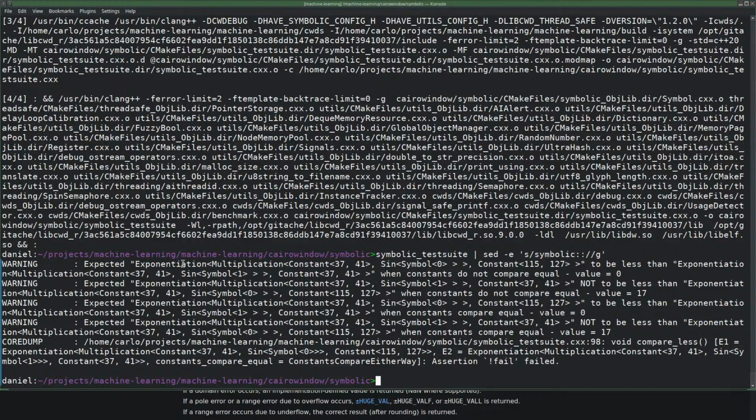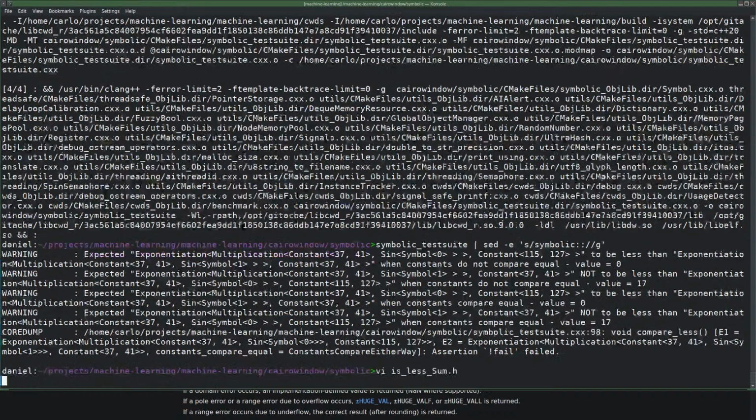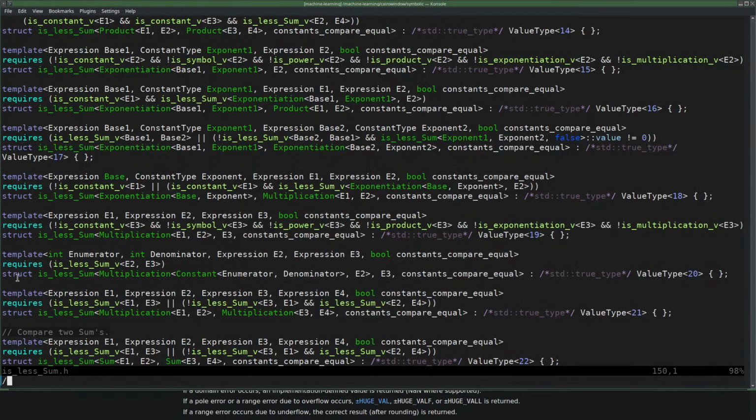So this is about comparing two exponentiations. So that would be this one. One exponentiation is less than the other if the base of one is less than the other. Or, I don't really care, it should already be less.